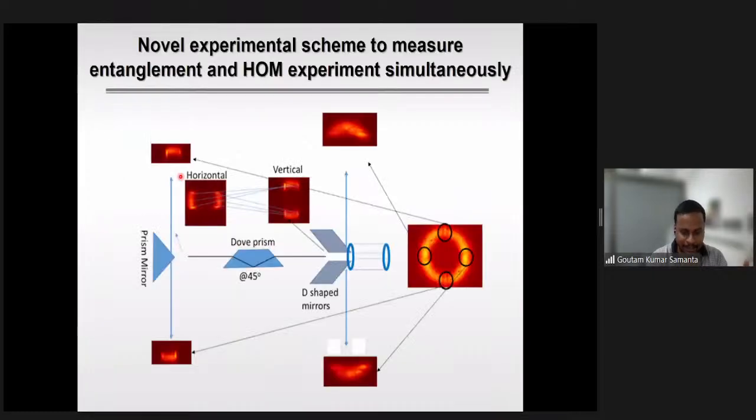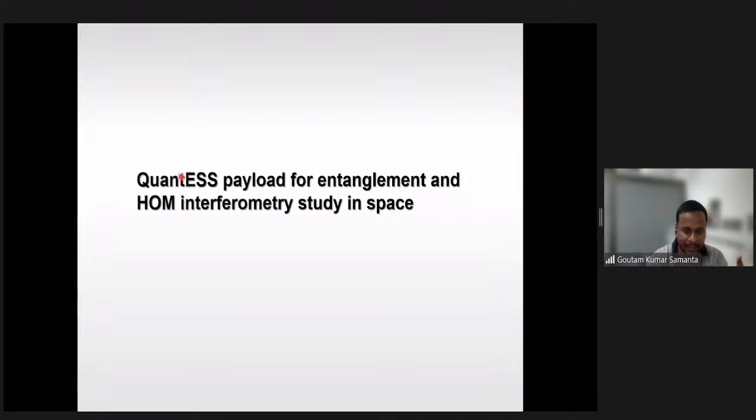So as I said, we have this SPDC seeding and then this Quantis payload. That is the payload we are planning to send to space for onboard experiments, to study the entanglement property of the source and its HOM interferometry. That will be the first experiment in space doing HOM interferometry.